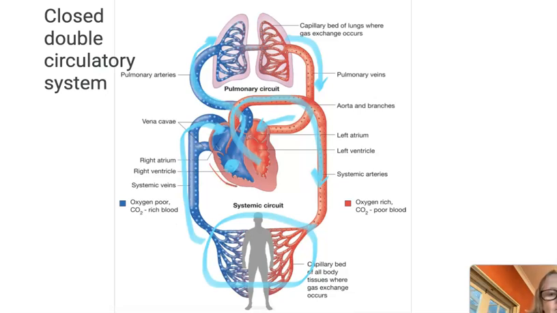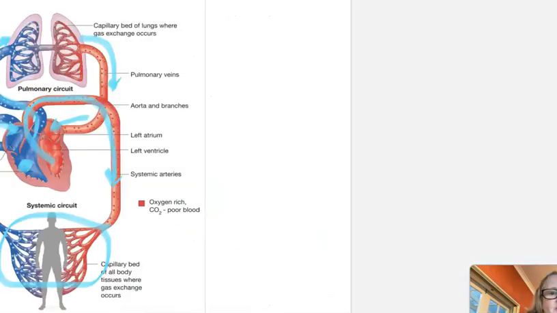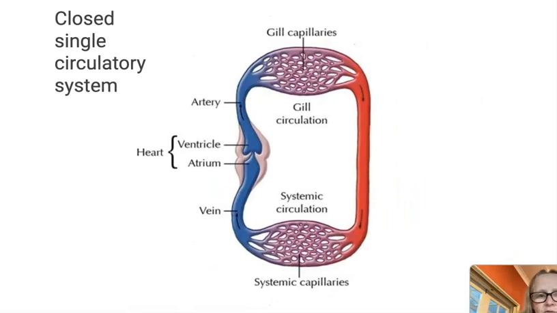You can see the wall of the part of the heart, the ventricle that sends the blood to the lungs, is thinner than the wall of the part of the heart, the ventricle, that sends the blood to the rest of the body. So we've got different pressures. Let's have a look at how this differs from a single circulatory system.